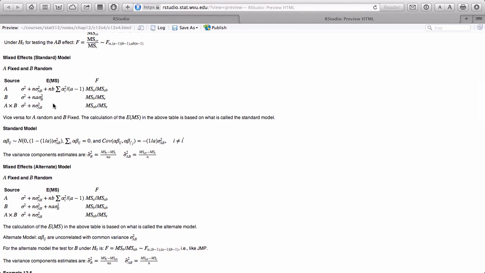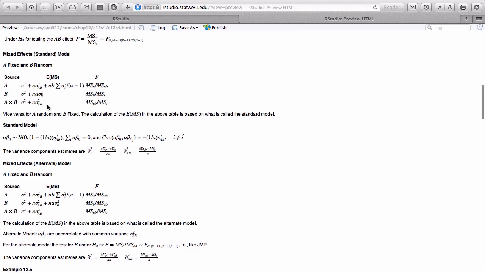So let's take a look at the standard model. A fixed and B random. Of course, it could be the reverse. It could be B fixed and A random, and you just flip things here if that's the case. So if A is fixed, we have alpha sub i for A, but sigma squared is for B.